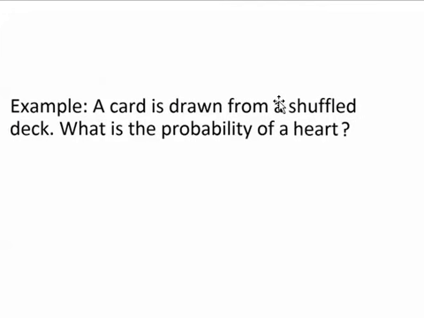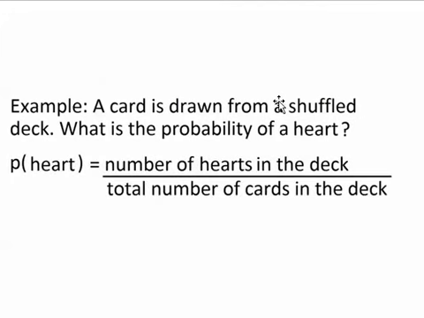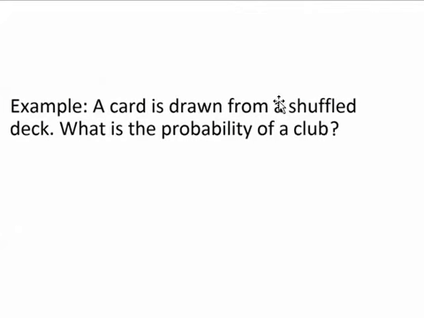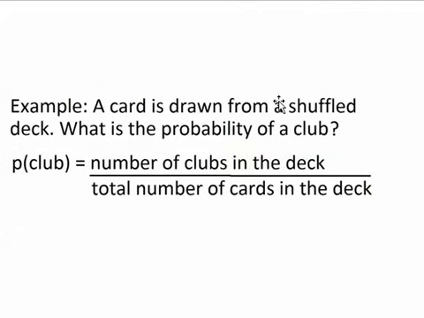Also, what's the probability of a heart? Well, 13 out of 52 cards are hearts, so it's the same answer. Actually, every suit in the deck has 13 cards. There's 13 hearts, 13 diamonds, 13 clubs, and 13 spades. So each of the 4 suits has a probability of 13 over 52, or 1/4 if you reduce.